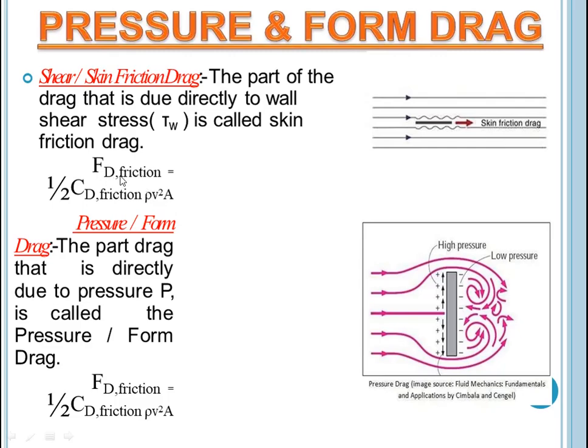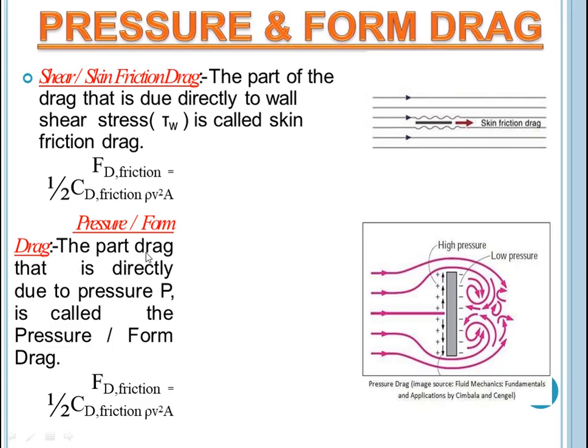Fd is the drag force due to friction and Cd is the coefficient of drag due to friction, rho is the density of the flow or fluid, v square is the free stream velocity and A is the area of the body. Next one is the pressure or form drag.